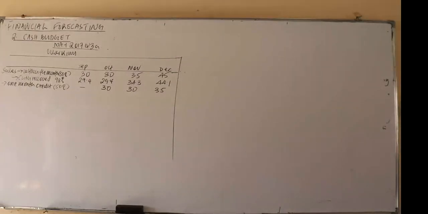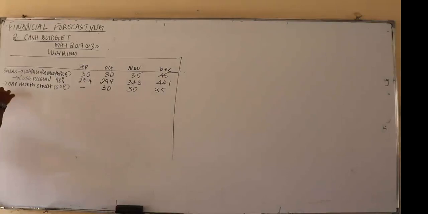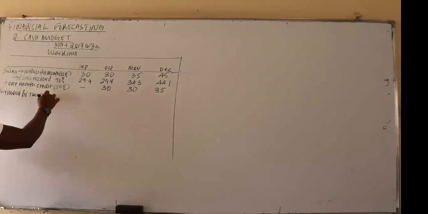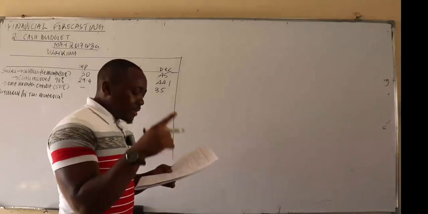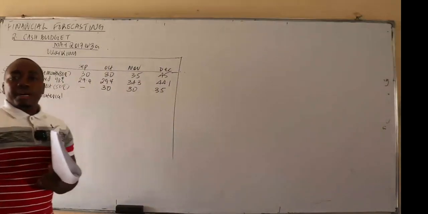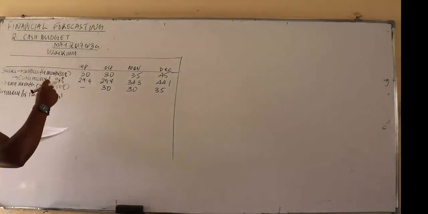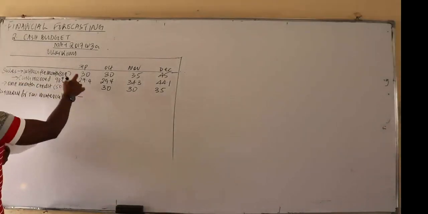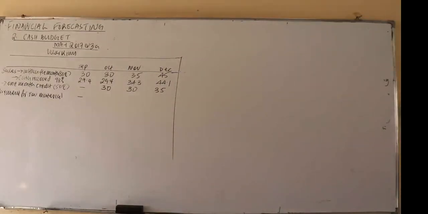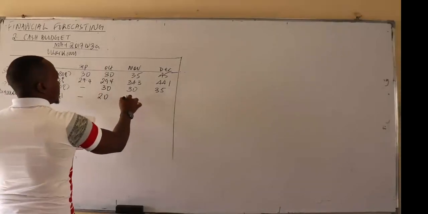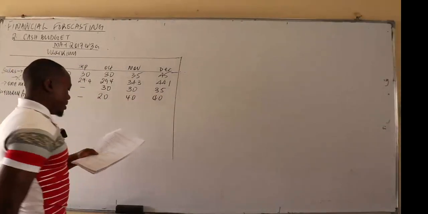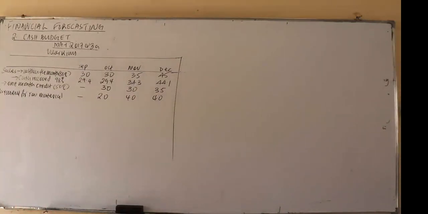Then we have also raw material purchases. How do we pay our creditors? So payment for raw material. This one is very simple, because we are told that the firm plans to pay its creditors in full in the month following that of purchase. So that means all they purchase in September, the amount will be paid in October. So which is an amount of 20, the other one will be 40, the other one will be 40, and the other one goes now to January.